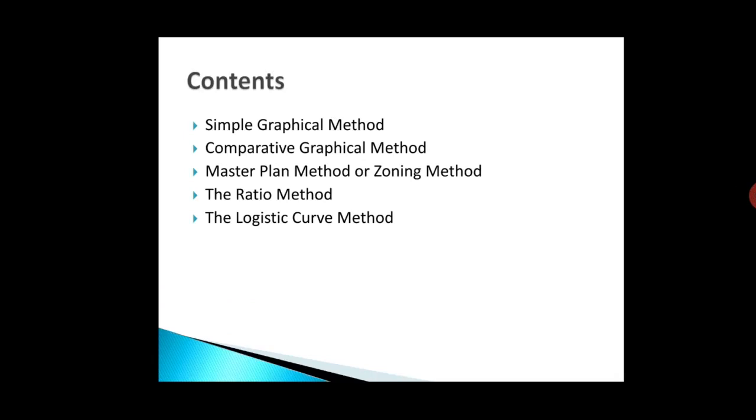In the last class we have discussed the decreasing rate of growth method, and today we are going to discuss some other methods: the simple graphical method, comparative graphical method, master plan method or zoning method, ratio method, and the logistic curve method of population forecasting. So let us first discuss the simple graphical method.